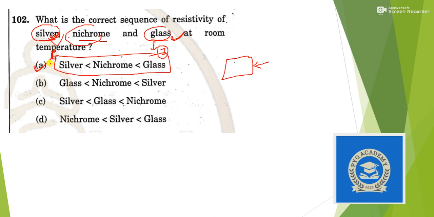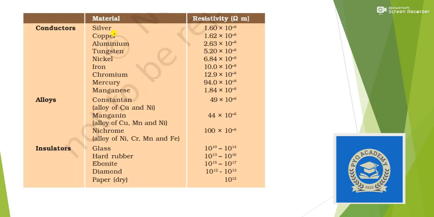Otherwise there is a table given in NCERT. You can see here silver is having the highest conductivity, lowest resistivity. You can see the power of 10 to the minus 8. And the insulators are having more resistivity. Nichrome is an alloy, so it will have resistivity less than insulator.